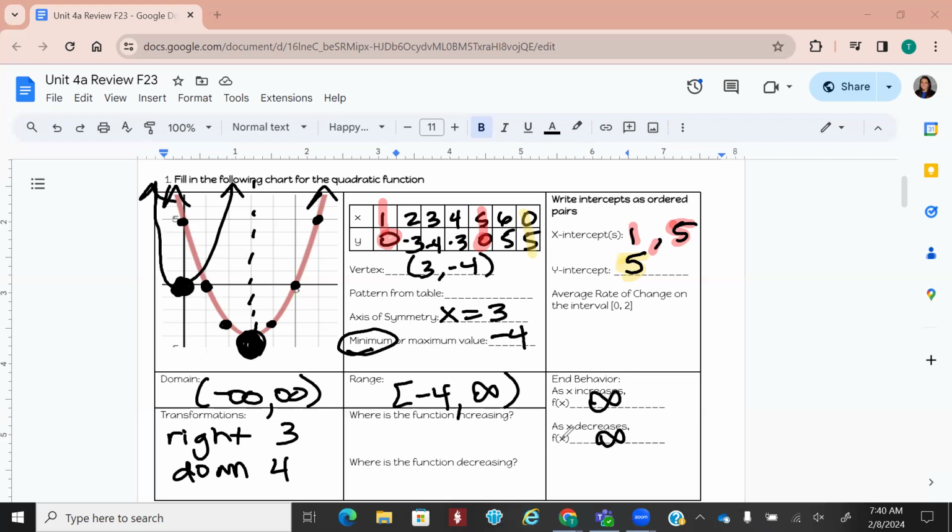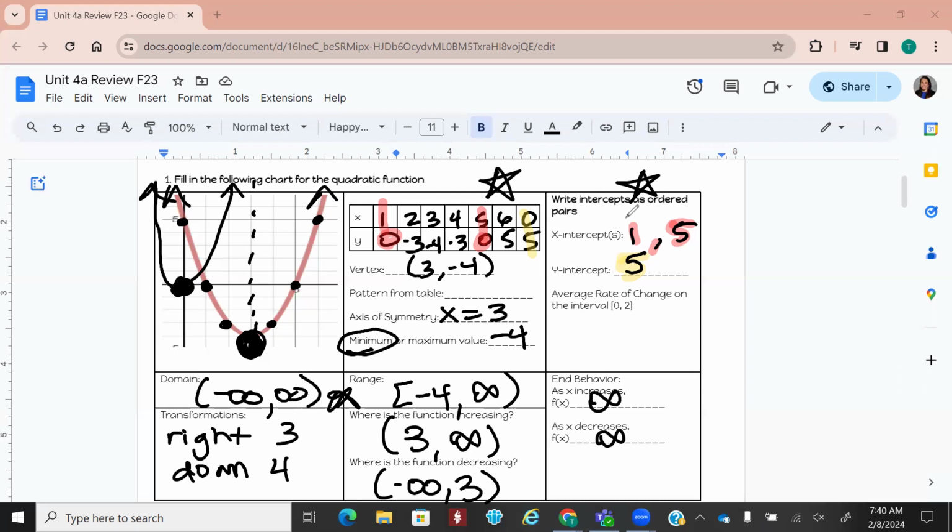Now, increasing and decreasing, this is not changed from the last unit. So it's decreasing first from negative infinity to 3, and it's increasing from 3 to positive infinity. On your mastery check on Friday, you need to know how to do this box right here: domain and range, and x- and y-intercepts. Those are the 3 little categories that you're going to need.